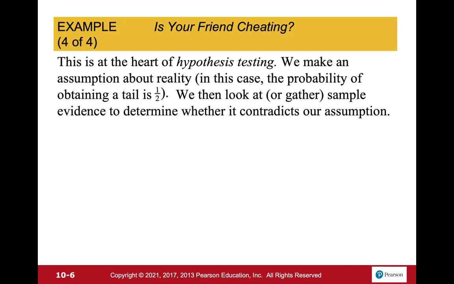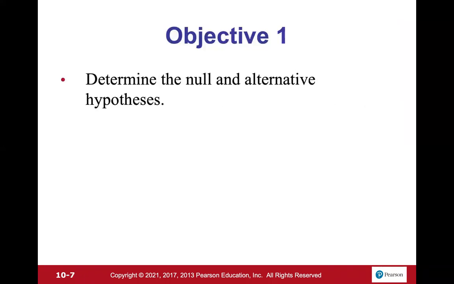So this is the heart of hypothesis testing. We make an assumption about reality. In this case, the probability of obtaining heads is 1/2. We then look at or gather sample evidence to determine whether it contradicts that assumption.